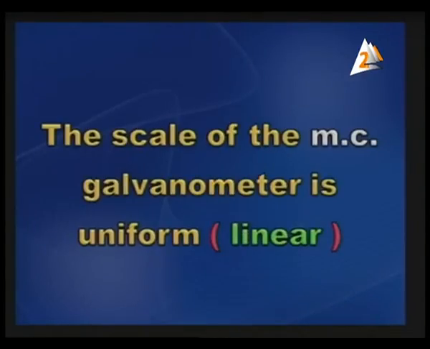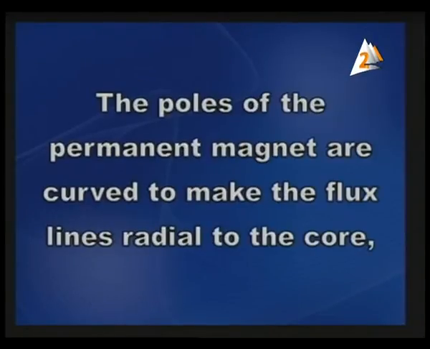And we've got another important give reason. The scale of the moving coil galvanometer is linear, is uniform. It is equally spaced, evenly divided. And we want to know why. This is because the poles of the permanent magnet, the magnet used, should have curved poles. So the poles of the permanent magnet are curved to make the flux lines radial to the core.